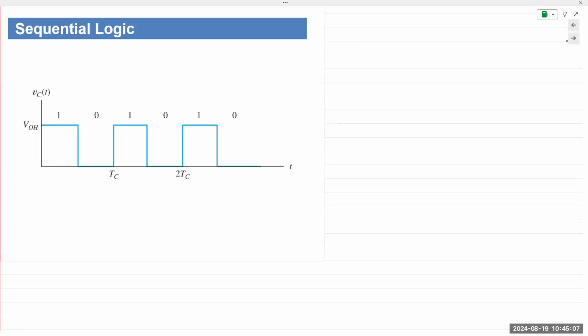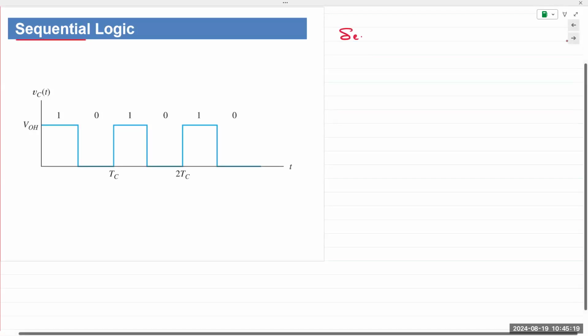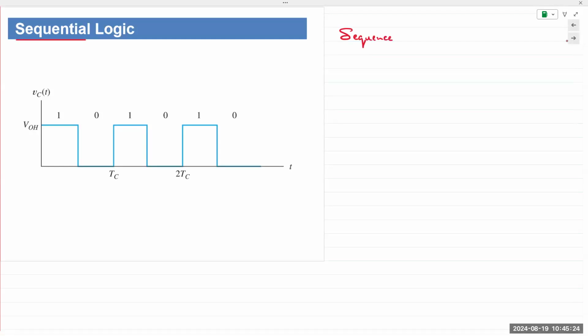Many of the circuits that we use in everyday life are sequential. And that's where the name sequential logic comes in. And sequential logic, of course, as the name suggests, is so called because the circuits work or function in sequence.